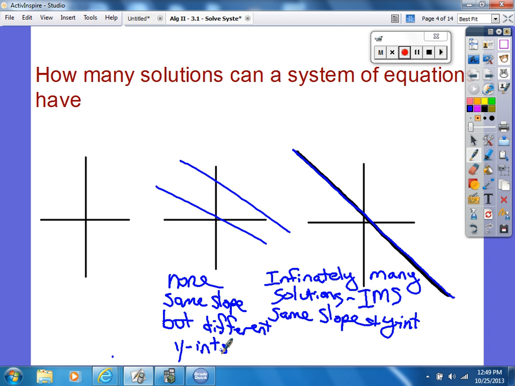This may actually come in handy when I start making you solve systems algebraically. Well, if I solve them both for y and I see they have the same slope, different y-intercept, I can go straight to no solution. Okay? What's my other option? I've got one other option. One solution. And that's where they cross.